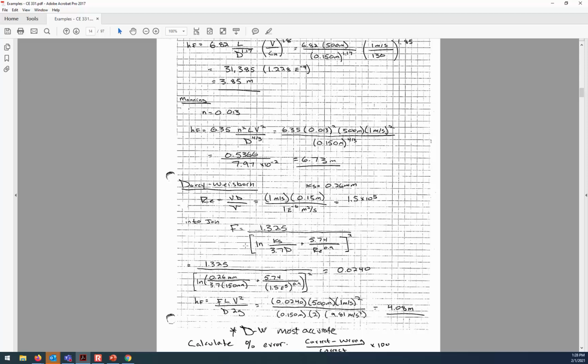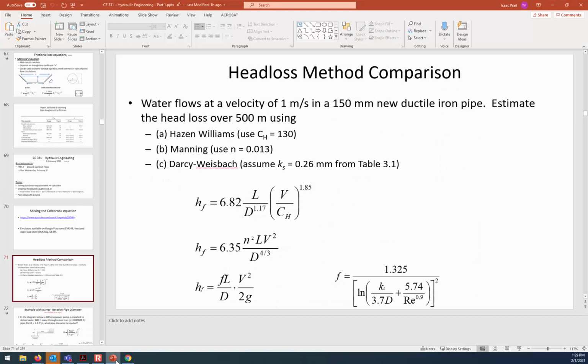Manning's equation, on the other hand, I think you get a sense now why we don't use Manning's equation to estimate head loss due to pipe friction in a closed conduit. It has been constructed for open channel flow and is less applicable for closed conduit. So any questions on this example?